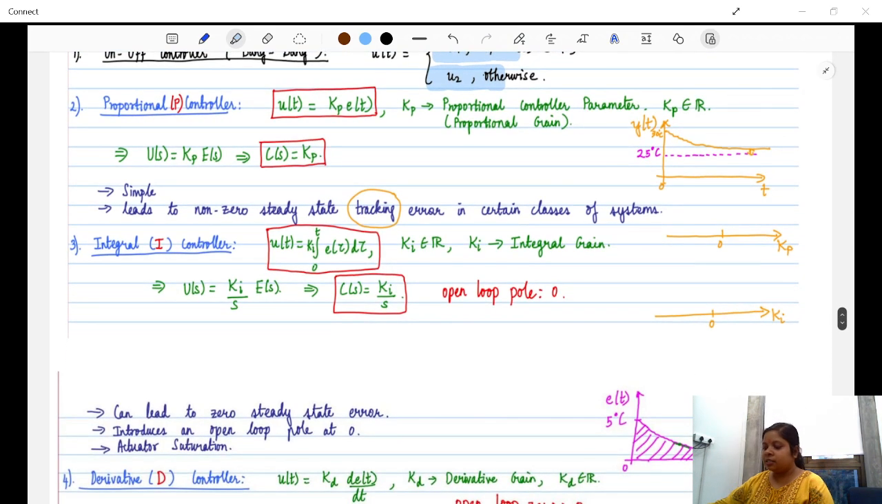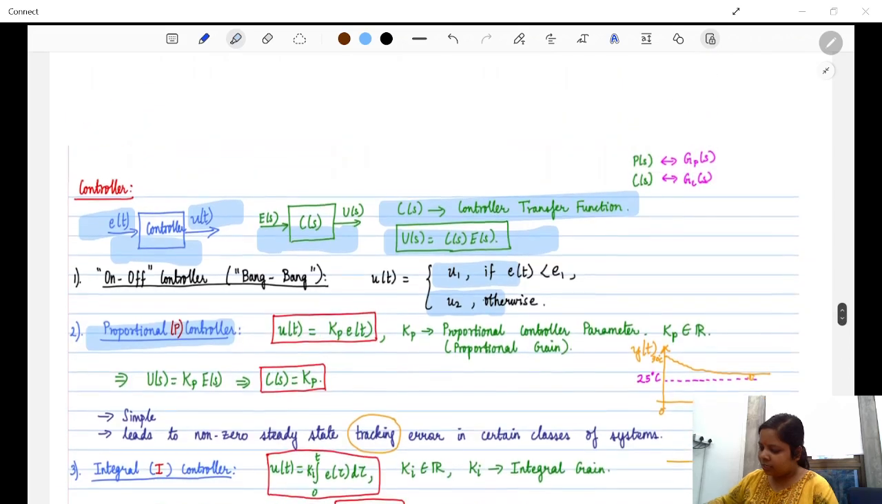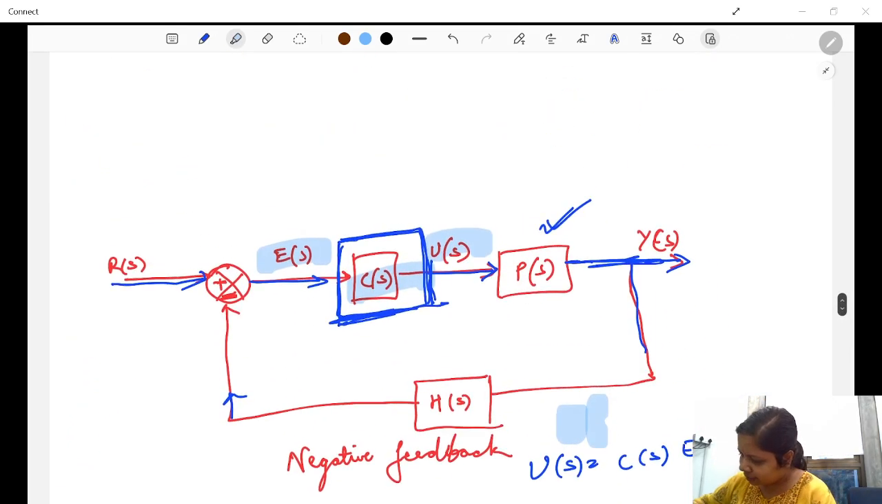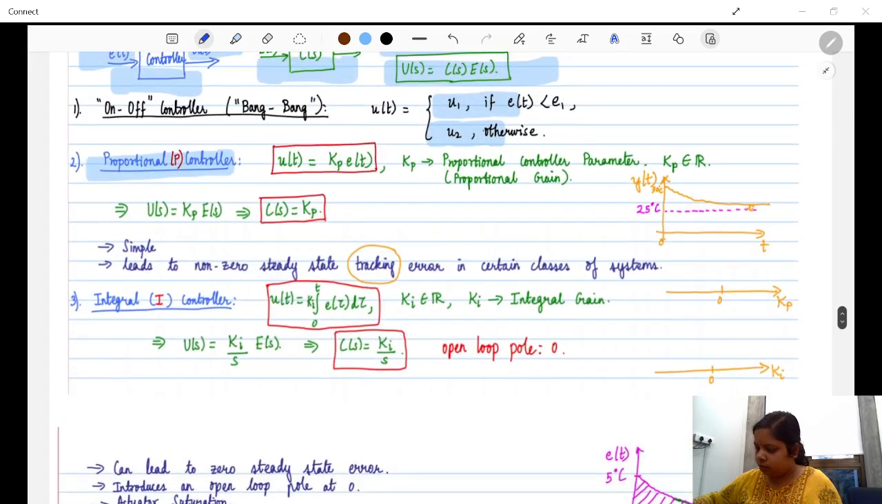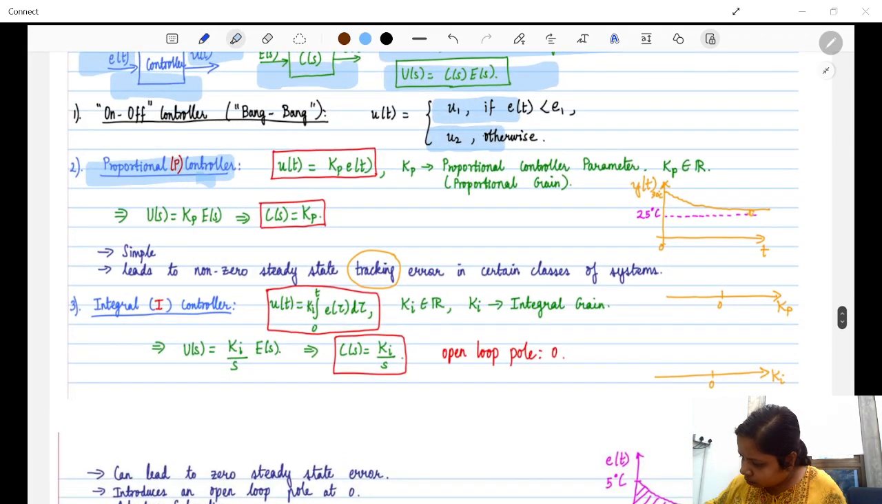The next controller that is important that we'll see is the proportional controller. What this controller is, the place of the controller, replace it by some constant kp, just a constant, no s, nothing. It is just going to be proportional to the error that you have. So you get an error, you multiply it with some constant to get us. So here the proportional controller is ut is equal to kp into et.